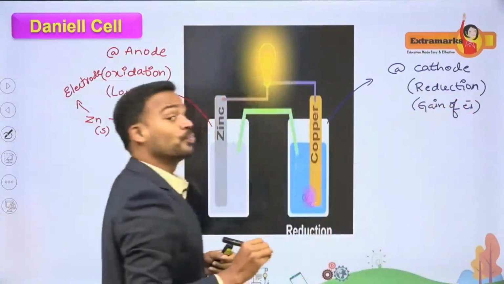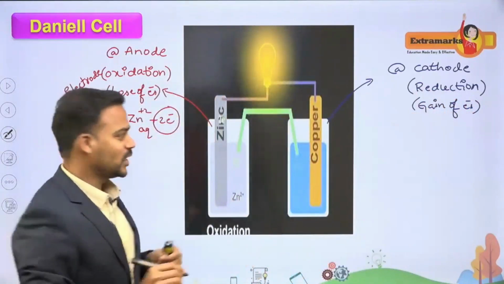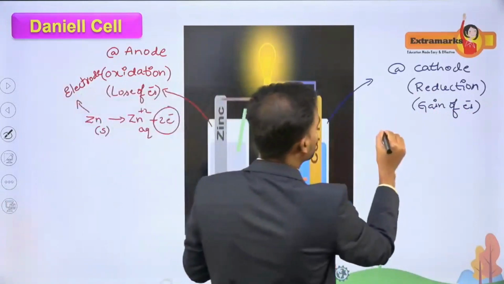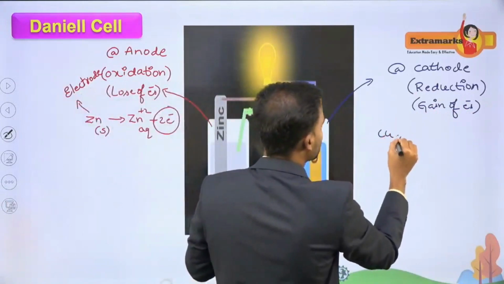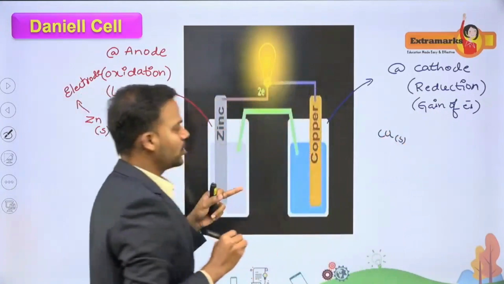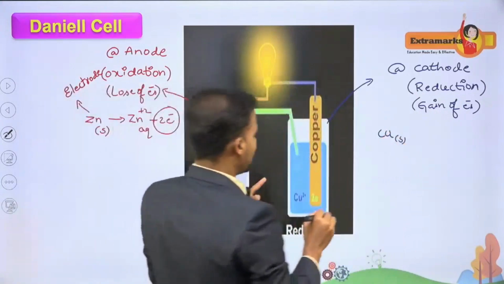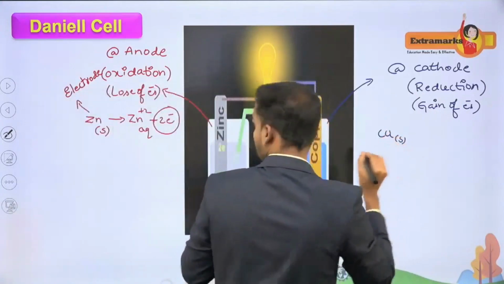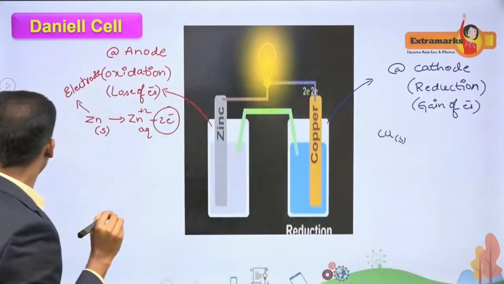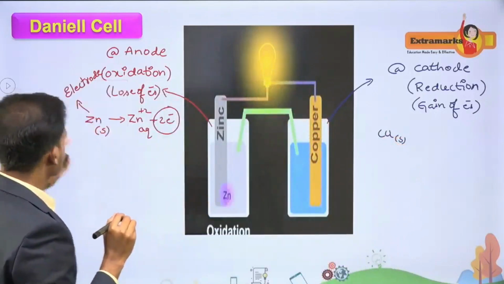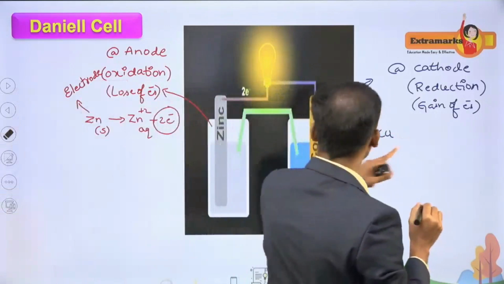Gain of electrons by whom? The electrode. Okay, so what is the electrode here? We have the copper electrode, copper solid, and what is happening? Tell me. So here you can write this as Cu+2.